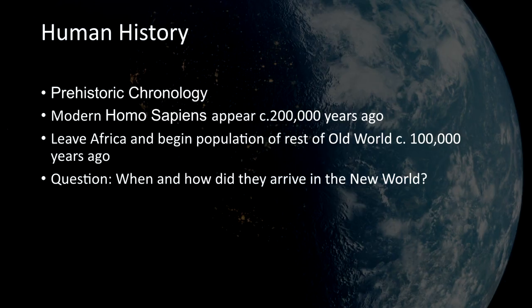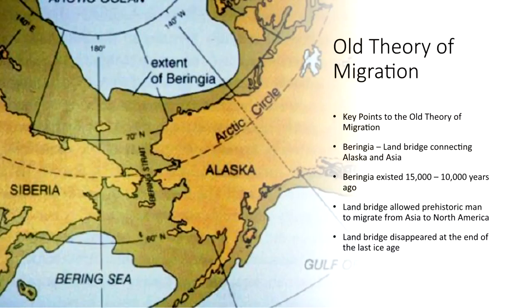But then the question was, well, if we know that, when and how did they arrive in North and South America? First, I want to tell you about the old theory, because this was the first theory that humans came up to explain this development, how they got to North and South America. And by the way, you might be wondering, well, when did we start to understand all of this? We began to piece it together. Some of this is as late as the 19th century, but by the 1960s is where we really understood this.